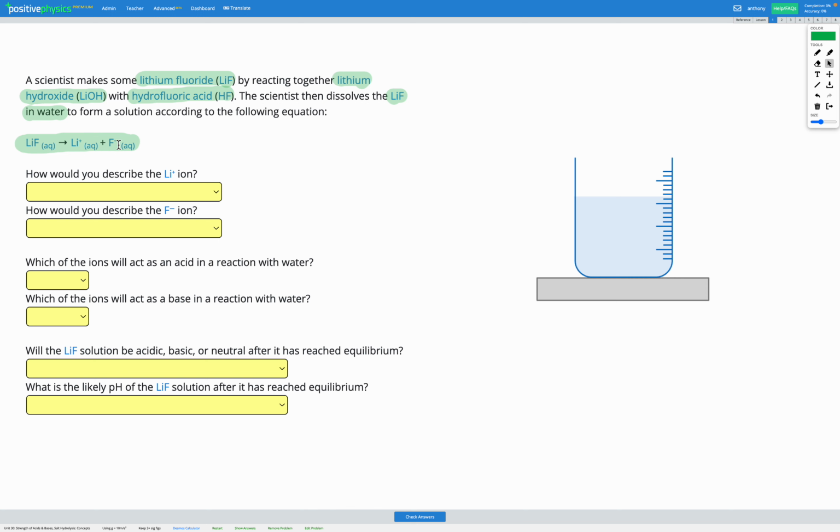To do that, we have to think about our ions that are going to be in the solution and if either of them will be acidic or basic ions. So first, let's think about each of our ions. First, we have Li+. Li+ was formed from lithium hydroxide. Lithium hydroxide is a strong base.